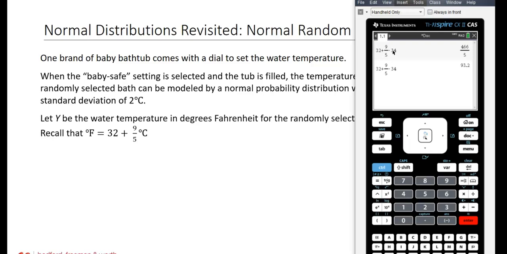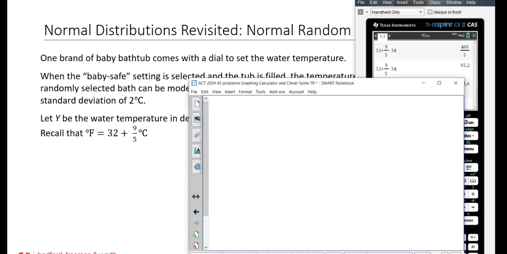What affects the standard deviation of 2? I don't think we have to do both. The only thing that's going to affect standard deviation is the multiplying. So 9/5 times 2. If I want a decimal, I'm just going to put the decimal in there. I prefer the decimal here. 3.6.